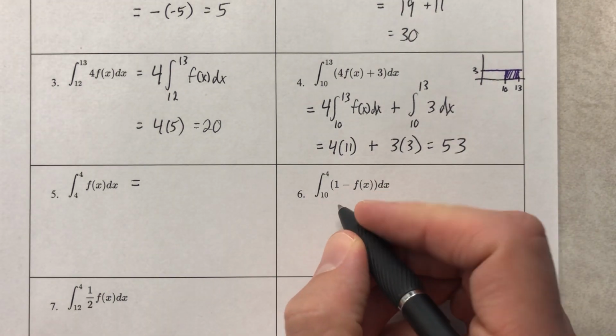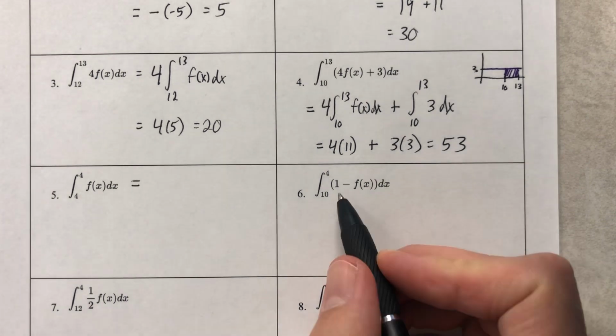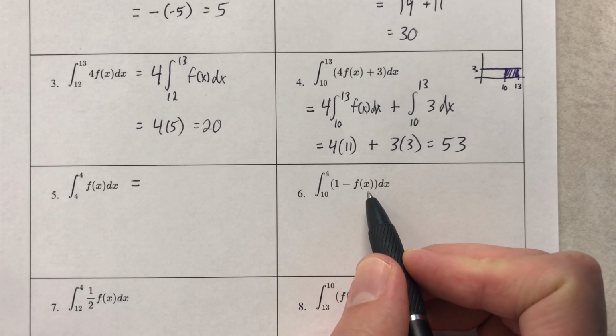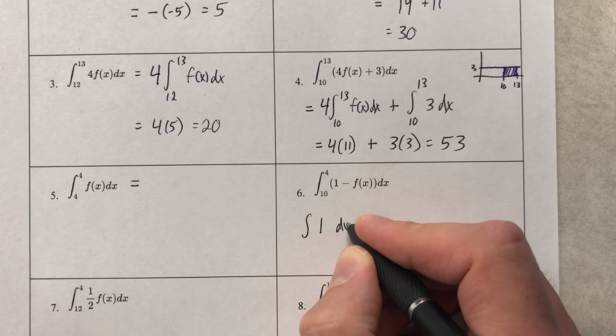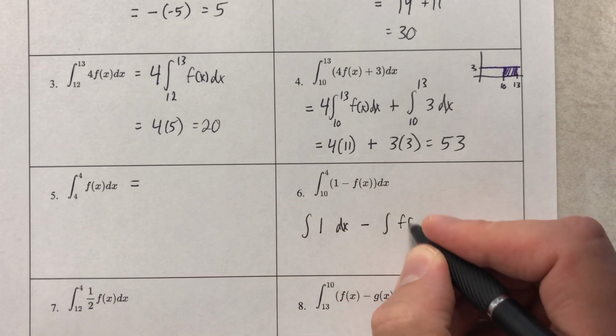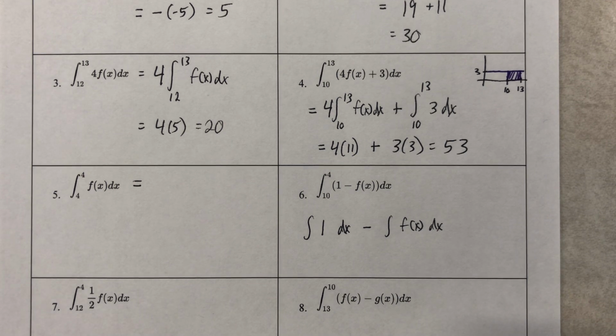The next one, we're going to use lots of different properties. There's a lot going on here. Let me tell you what I noticed. 1 minus, so we can subtract some integrals. We're going to have like the integral of 1 dx and then the minus the integral of f of x dx. We're going to do that. And here's what else I noticed. This 10 to 4 is backwards from what I'm used to. I'm used to seeing 4 to 10, not 10 to 4. They don't have to be in order, but I'm going to eventually, not now, put them in order.